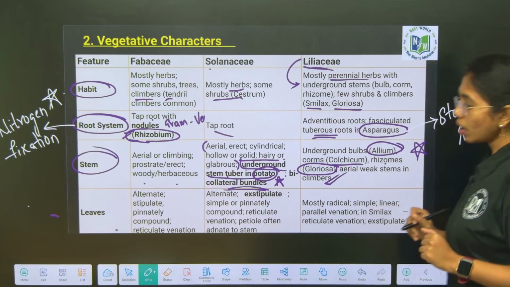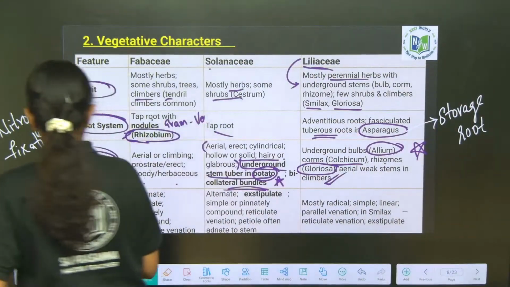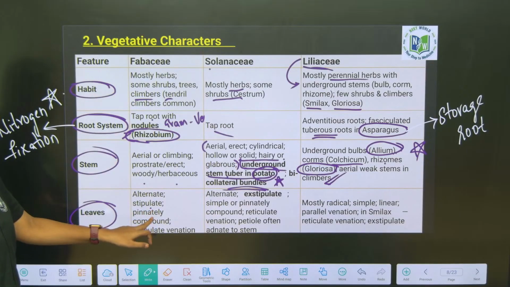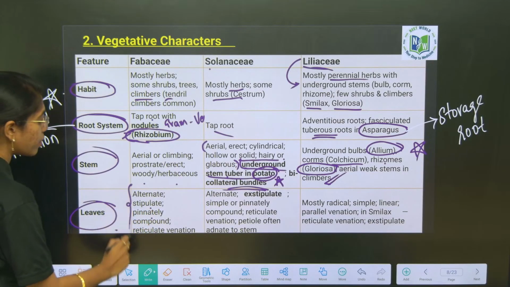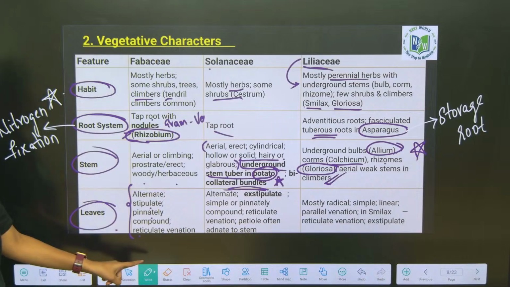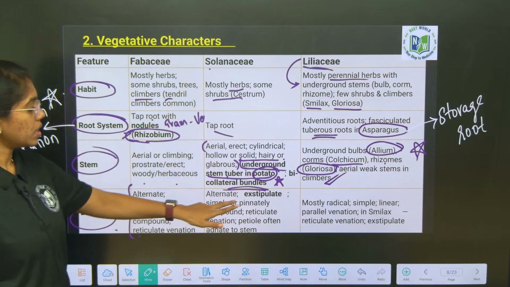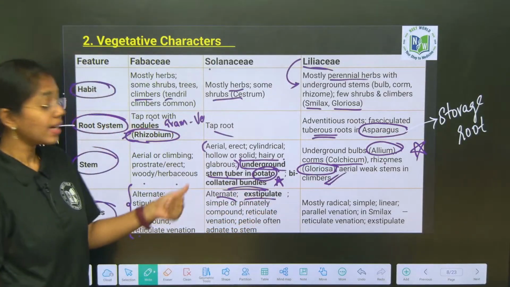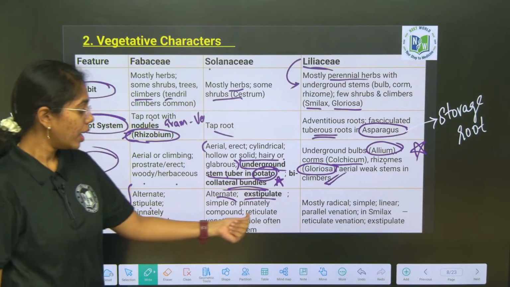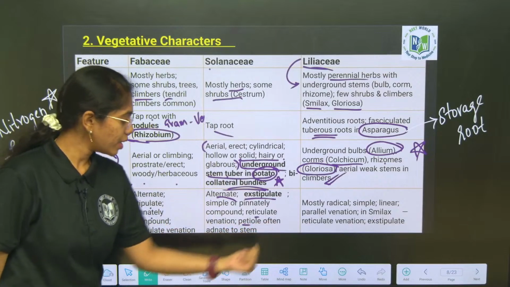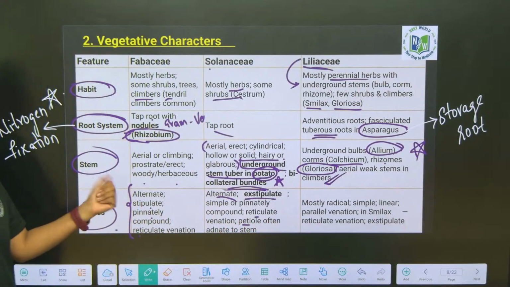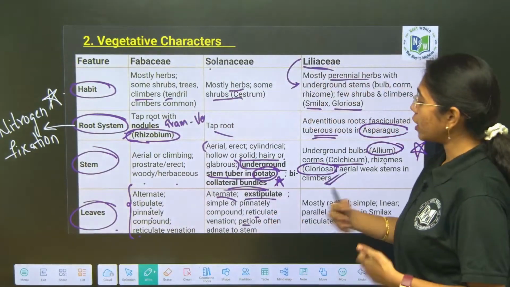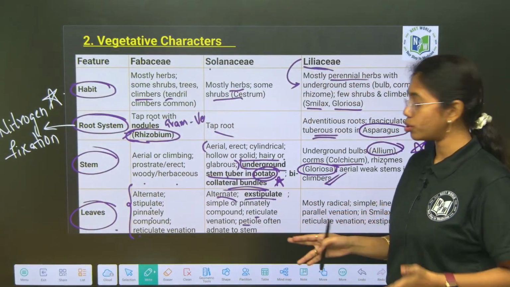Next is about leaves. In Fabaceae, leaves are alternate, stipulate, pinnately compound, with reticulate venation. In Solanaceae members it is alternate, exstipulate, simple or pinnately compound, reticulate venation, and the petiole is often adnate to the stem. Exstipulate, simple, and the petiole is often adnate, attached to the stem.